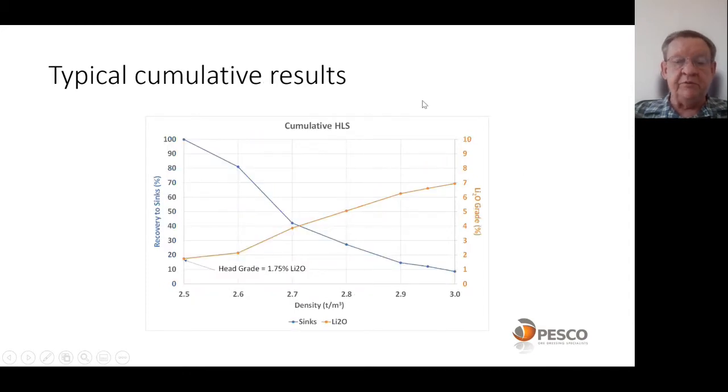If we look at typical cumulative results, we've got density on the x-axis. On the y1 axis in blue, we've got recovery to sinks. From the feed at 100%, as we increase the density, more and more goes to floats, and then at the 3 density, we're left with the final sinks. The lithium is on the right-hand side. At the low density, that is our head grade, which in this case is 1.75, quite high for lithium. As you increase the cut density, the mass decreases, you're concentrating the spodumene crystals, and so the lithium content goes up.